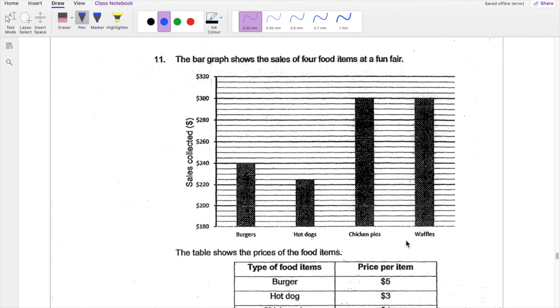Okay, question 11 is the bar graph. Previously we have read about questions about the chart, right? The bar chart.